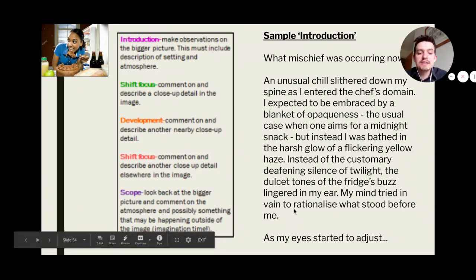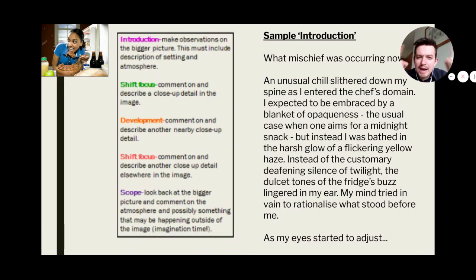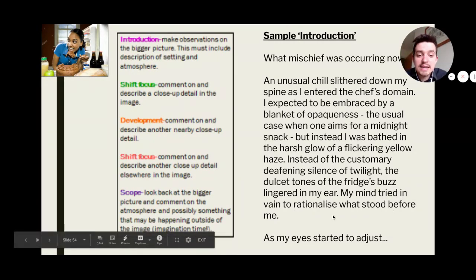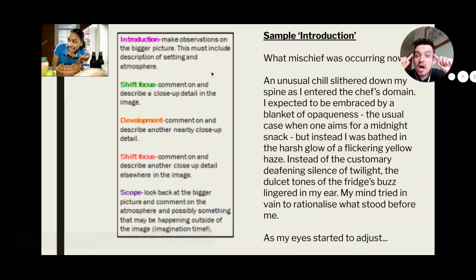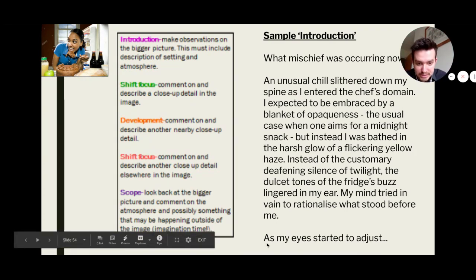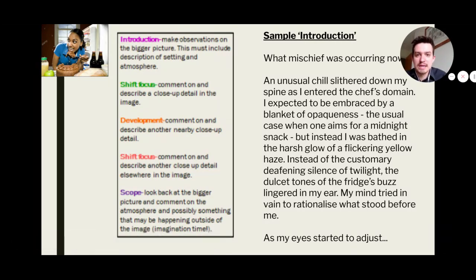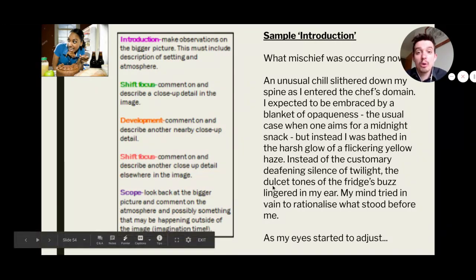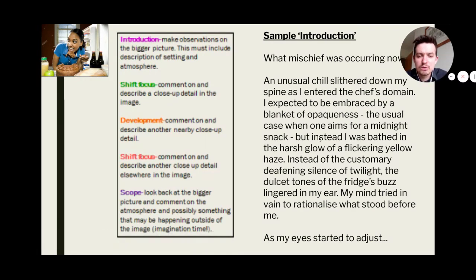My mind tried in vain to rationalize what stood before me. You're trying to work out what happens. This is a nice sentence to be able to use at the end of your introduction because you're trying to understand what's going on. Because then what the following paragraph, the start, does, it enables you to zoom in on one thing in particular. I suggest you pause the video now to write down any words or phrases that you like the sound of and want to use, or look up in the dictionary any words that you don't know the meaning of.